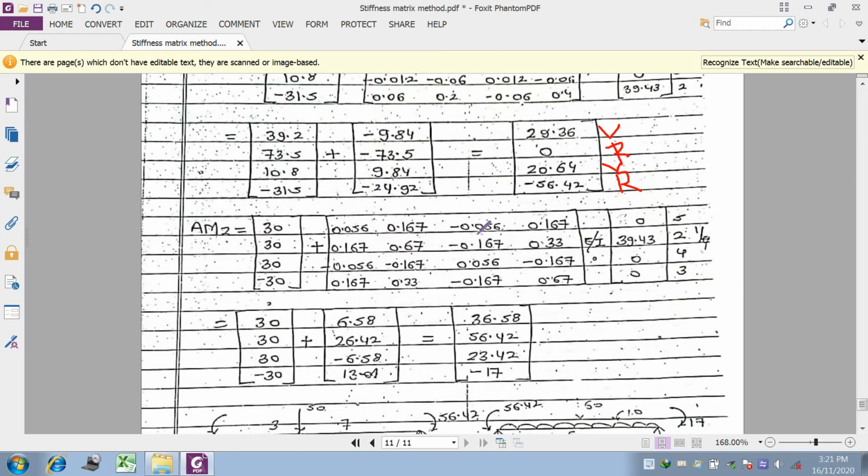Now similarly AM2, repeat the same procedure, then you will get the answer for AM2. So it will become V, R, again V and R. In the second, the SM2 matrix was 5 2 4 3. Be very careful while putting this value, because in 5, 4, 3 there will be no unknown. Only 2 we have calculated as an unknown. So you have to put this value here, and by solving this matrix we will finally get the final matrix form for the member BC.